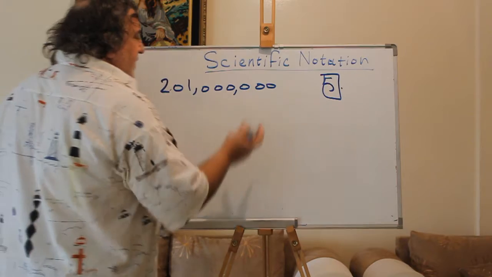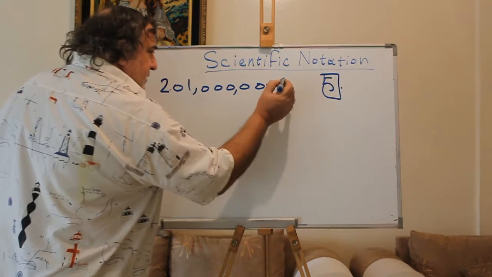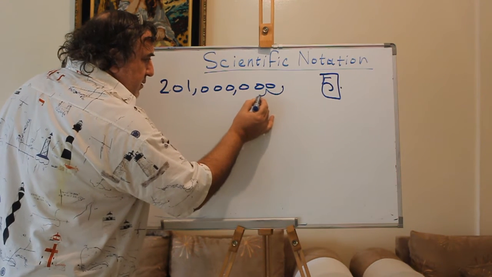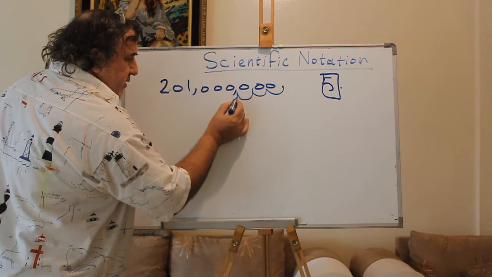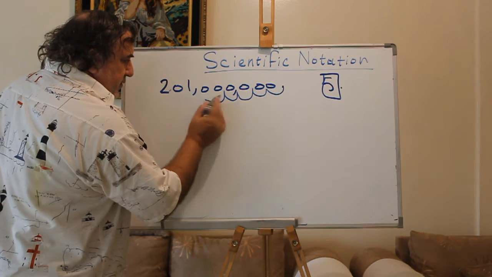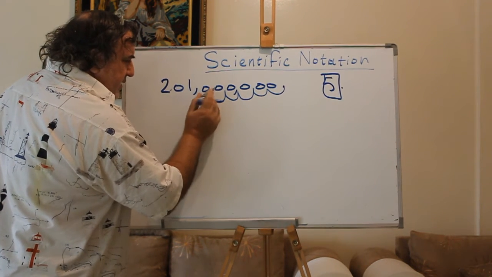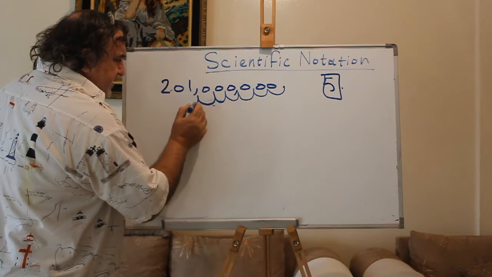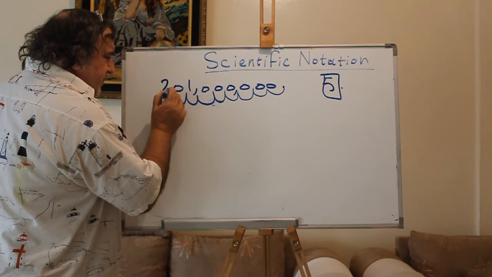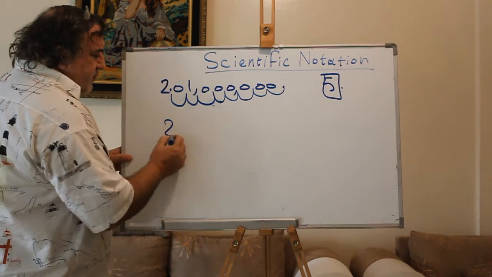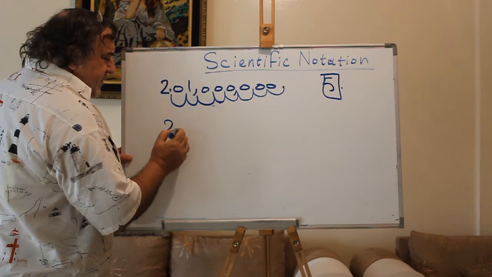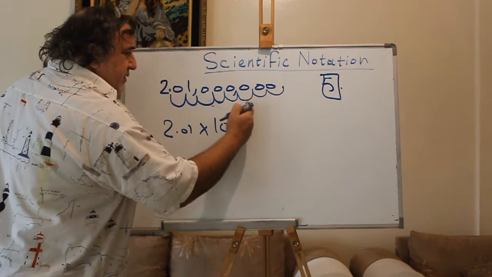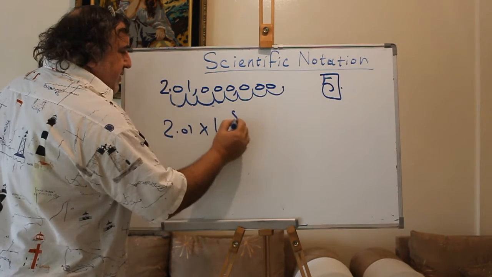So normally, where did I say the point is? If you have a number, normally it is outside. So look at how many digits I'm moving: 1, 2, 3, 4, 5, 6, 7, 8, and I put the point here. So I will write 2, whatever numbers I have here, I put down, 0.01 times 10 to the power of 8, counting again 1, 2, 3, 4, 5, 6, 7, 8: 10 to the power 8.